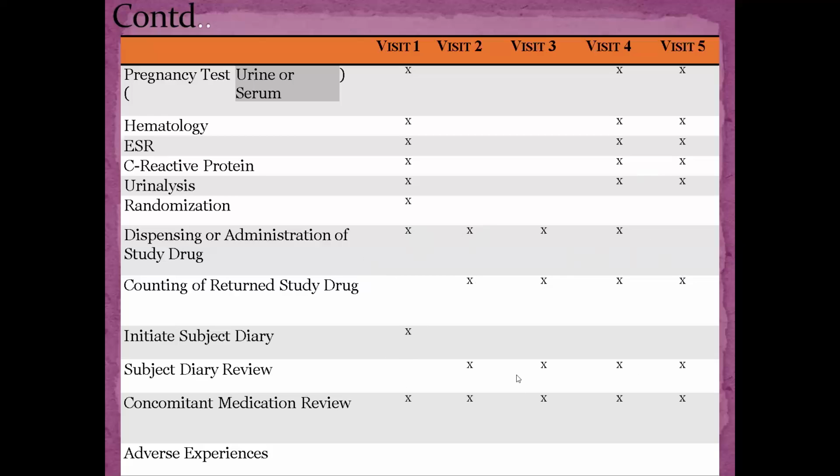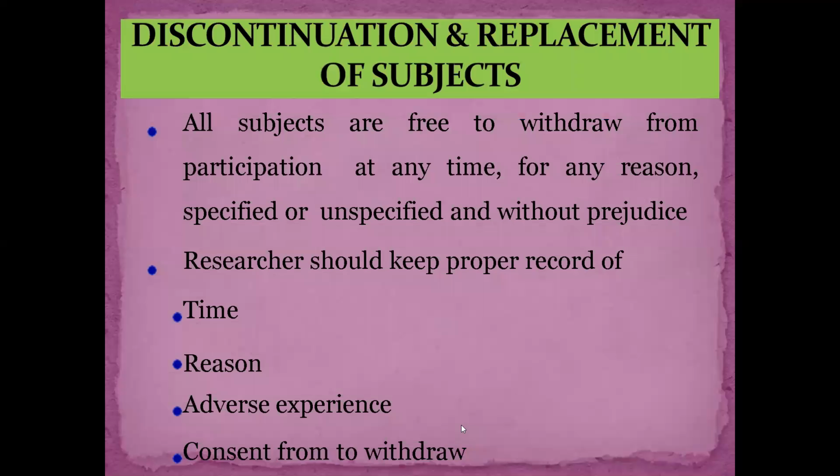Review of the diary: the patient may be asked, okay, you can check the blood pressure daily and write it in a chart, or check the blood glucose level. So they may give a diary and tell them to make entries in it, or if they have any vomiting or diarrhea or any kind of these symptoms, they should enter the time and date in the diary. And concomitant medication review and any adverse experience, all these things have to be recorded. So that's how the chart is usually used in any kind of medical research.